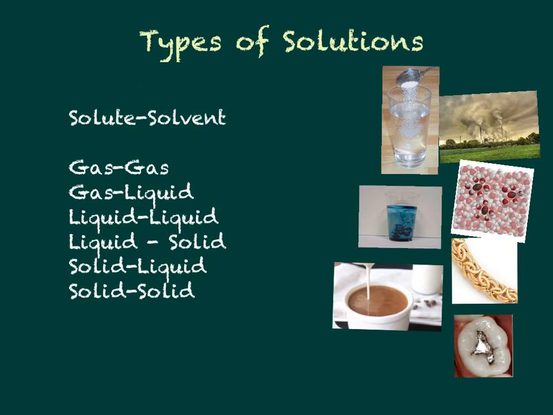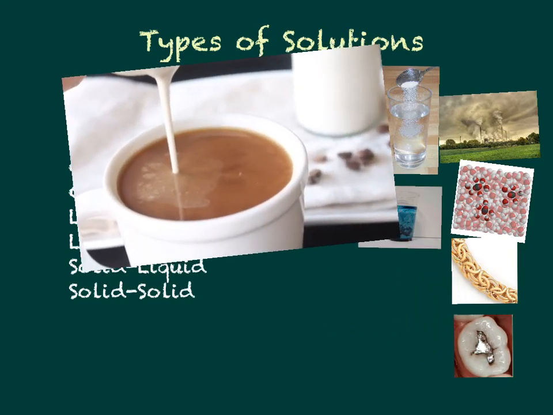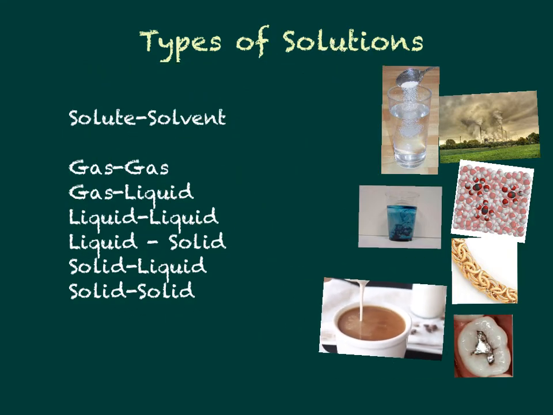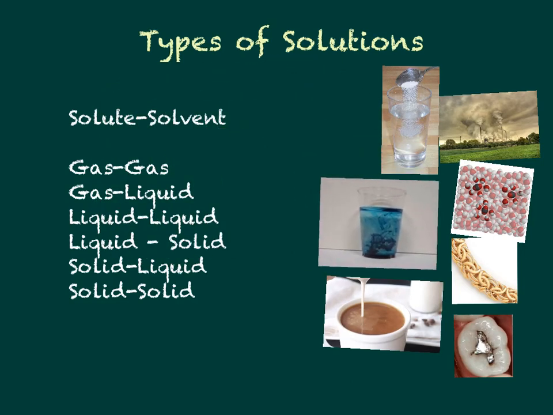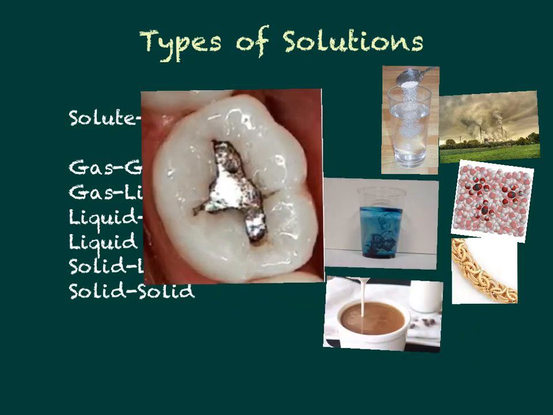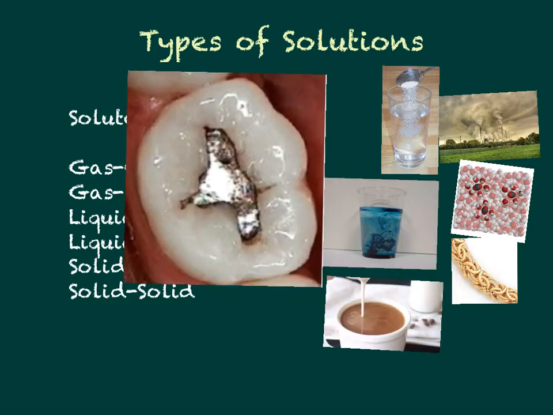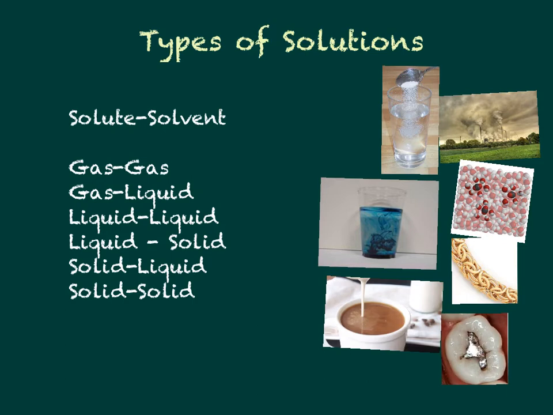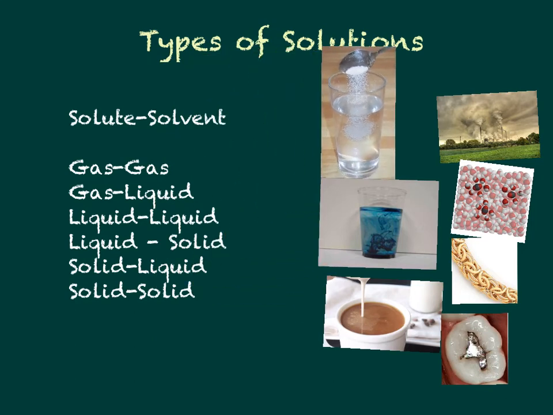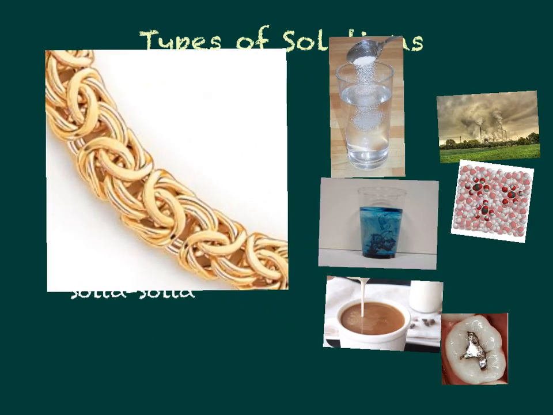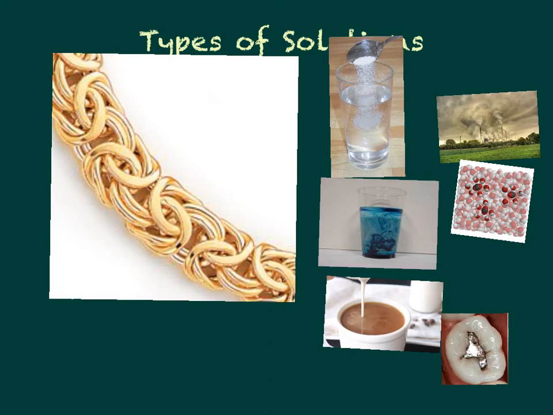You could have a liquid dissolved in a liquid, and so that would be like cream and coffee like this, and maybe food coloring in water. There is a liquid dissolved in a liquid. You could have a liquid dissolved in a solid. This is a mercury and silver amalgam filling. And so liquid mercury is dissolved in that solid silver to make a filling for your teeth. And then you could have a solid dissolved in a liquid, just like salt in water or sugar in water. And you could have a solid dissolved in a solid. That is like 14 karat gold. That is two different metals that are dissolved in each other.